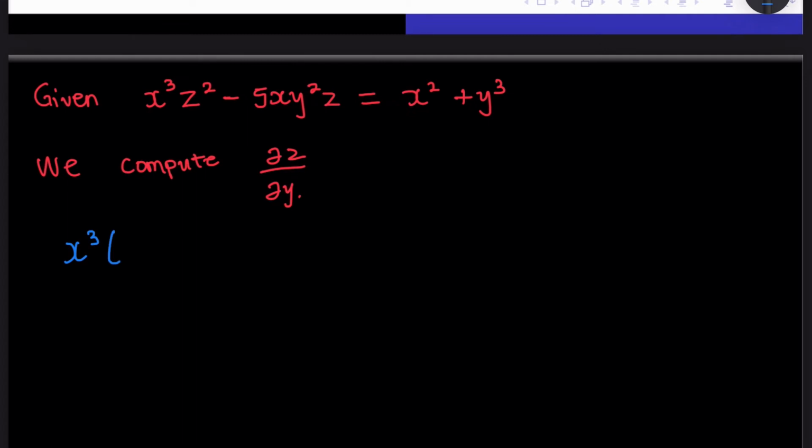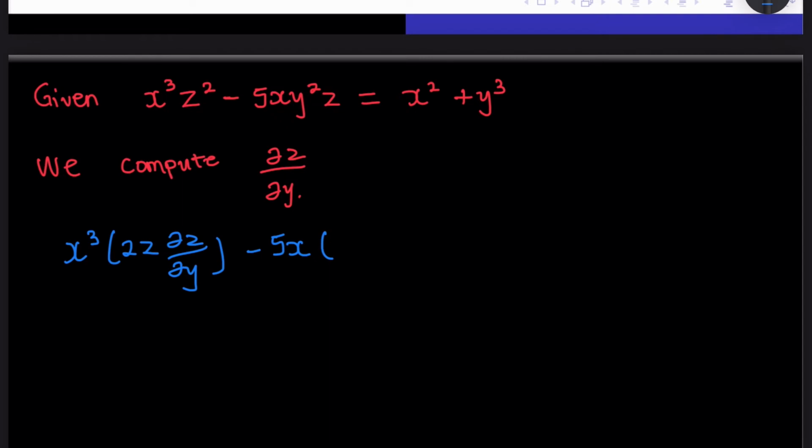That's going to give us 2z ∂z/∂y. That's using the implicit differentiation. Then minus, here we can now factorize 5x out. So 5x out, then it will be left with y squared z. We now differentiate y squared z using the product rule and the implicit differentiation.